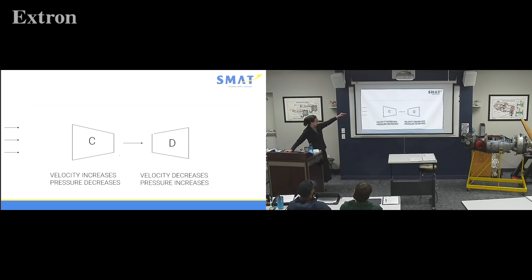So, velocity increases as pressure decreases, or velocity decreases as pressure increases. Any questions? Please know that, because what we're reviewing right now applies through the entire turbine engine, from front to back.